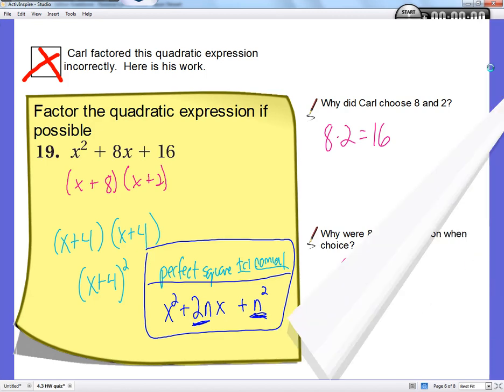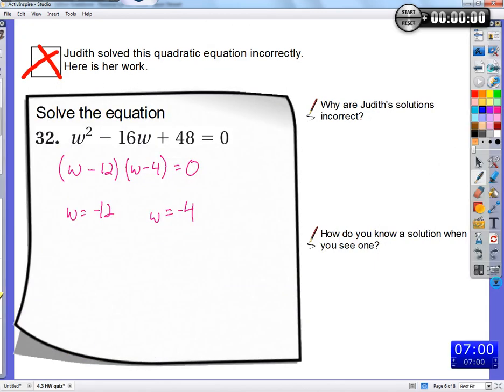All right. Well, hey, we want to take up less time here. So Judith solved this quadratic equation incorrectly. Here is her work. Why are Judith's solutions incorrect? Grab the next one and respond to that. Keep in mind that I keep reiterating to you what a solution is. There's a specific meaning of solution. I want you to keep that in mind as you answer that question.